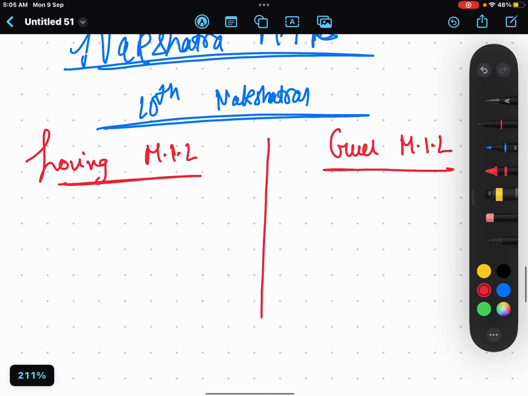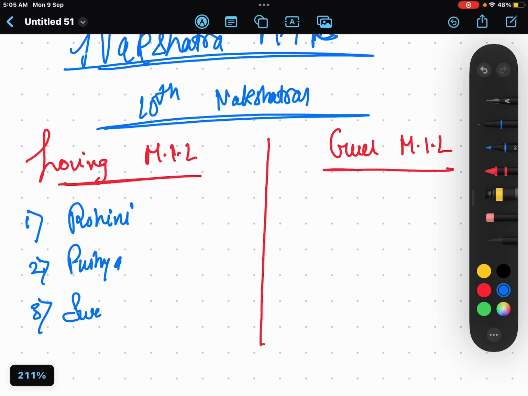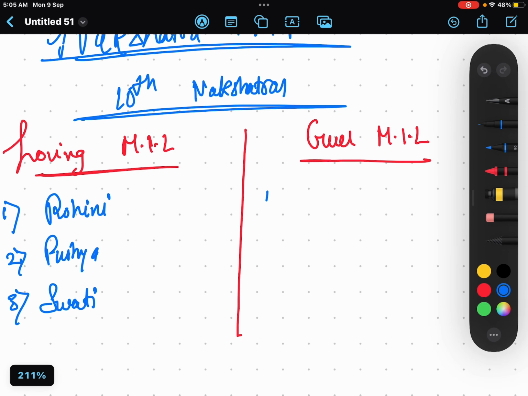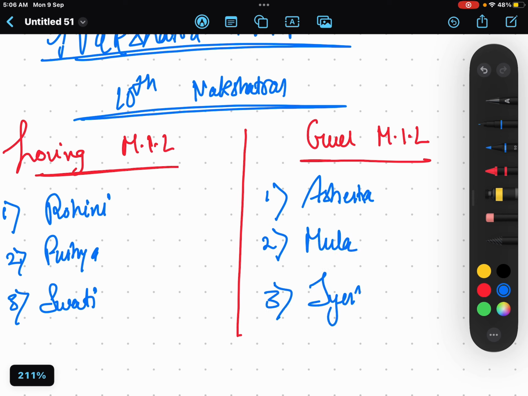Let's check. Number one, for the loving mother-in-law, it will be Rohini nakshatra, then Pushya nakshatra, then Swati nakshatra. Uttara Bhadrapada you can also include. For the cruel one, number one is Ashlesha nakshatra, then Moola nakshatra, and number three Jyeshtha nakshatra.